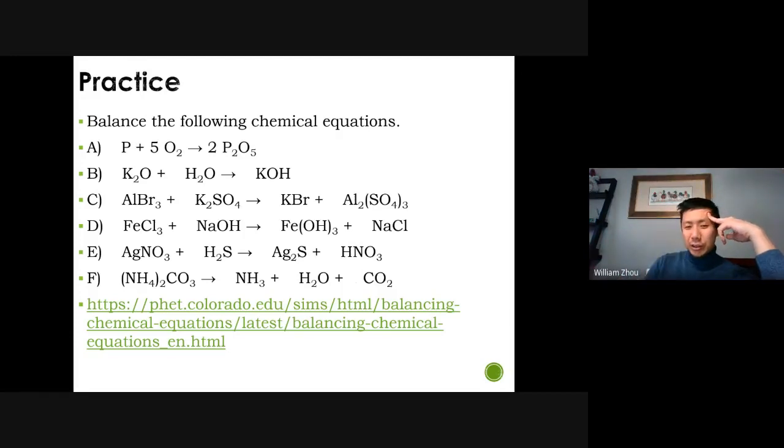So 5 oxygens to diphosphorus pentoxide, and then of course you balance the phosphorus. You need 4. So 4, 5, and 2. That is correct. So yeah, the first one is actually a tricky one. The second one is a bit easier.